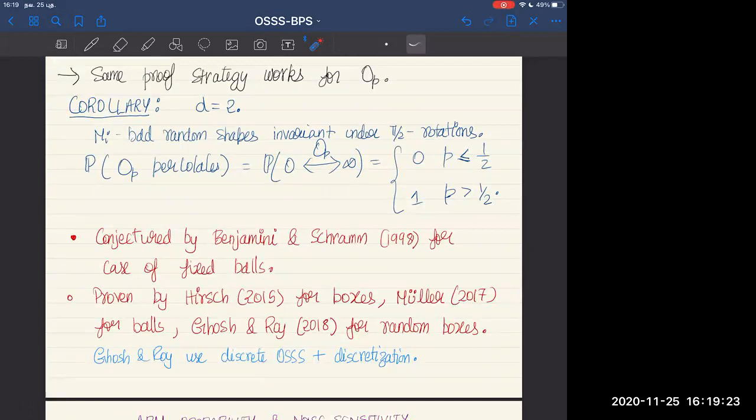You can take random shapes which are invariant under pi/2 rotations. That's the key thing: 90-degree rotations. So, conjectured by Benjamini and Schramm, proven by Hirsch for the case of boxes, Müller proved it for balls, and Parthapratim and Rahul proved it for random boxes. Parthapratim and Rahul used discrete OSSS and discretization, and they remark on more general shapes, but having this more general tool allows us to clean it up in one shot.